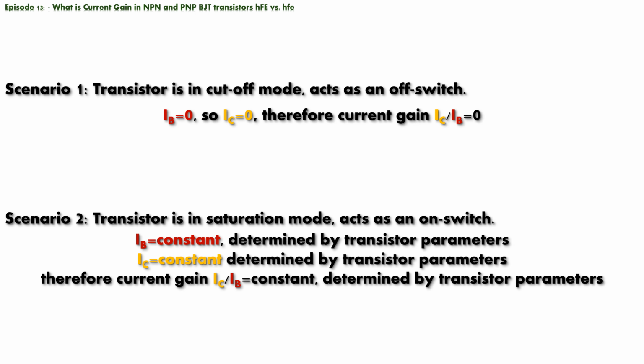So, again, when we have constant values for base and collector current, their ratio is also constant, so there is really no point in determining the ratio between constant values, as it will always be constant. In conclusion, when the transistor acts as a switch, the current gain parameter is meaningless.